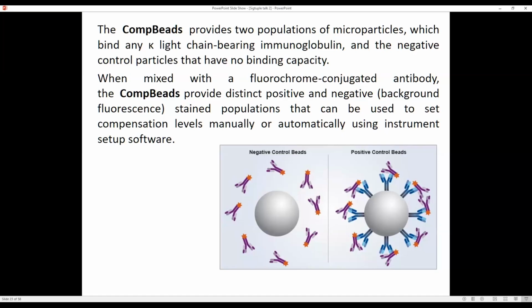But when you use beads, CD123 is an antibody, obviously, and it has a kappa light chain on it. When you add it to the beads, the anti-kappa molecules on the surface will bind to that antibody. No matter whether it is CD123 or any antibody, you can add it, and it will bind to the beads. So that is the advantage you have with beads compared to cells.